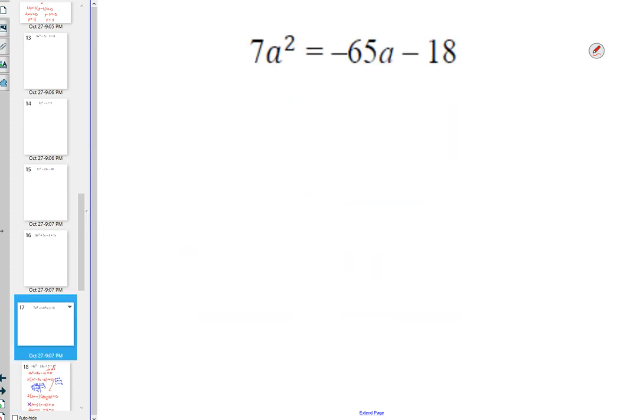This might be the last one. We'll see how much time we have after this one. First step, Jasmine. On this one, should I put all the terms on the left side or the right side? Well, if I put them on the right, I would end up with a negative in front of the square, and we don't like that. So we're going to go plus 65a plus 18.